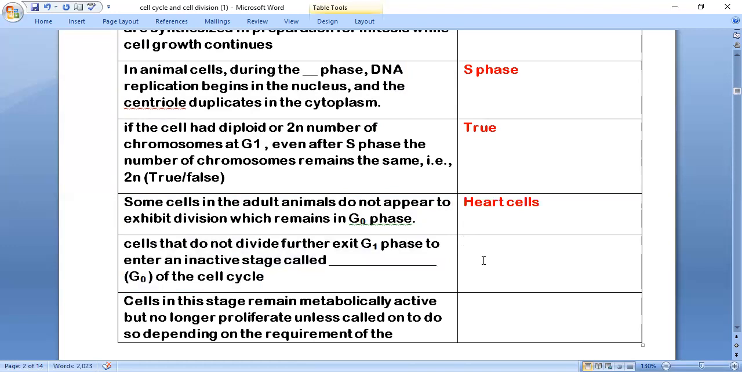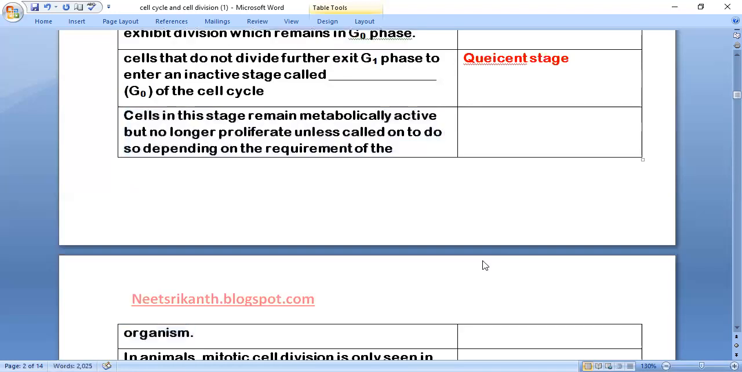Cells that do not divide further exit the G1 phase to enter an inactive stage called G0 of the cell cycle, called the quiescent stage. Cells in this stage remain metabolically active but no longer proliferate unless called on to do so, depending on the requirement of the organism.